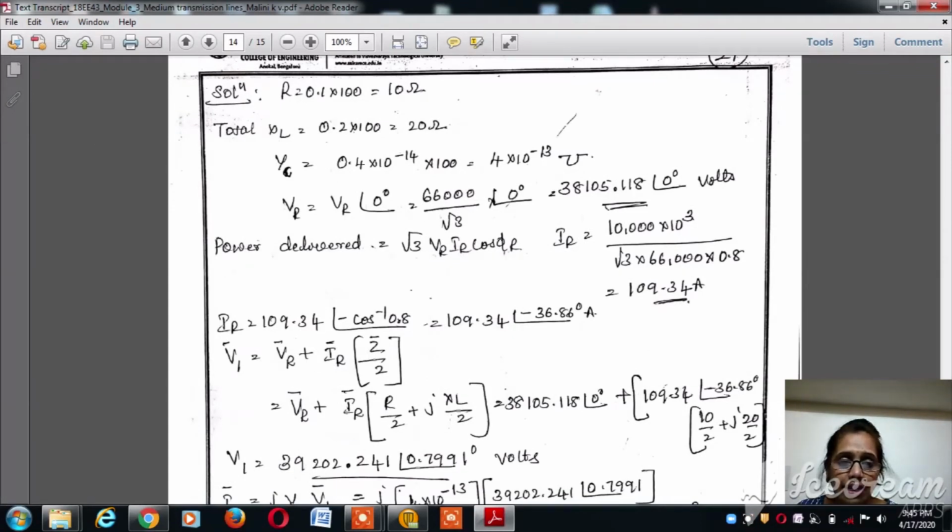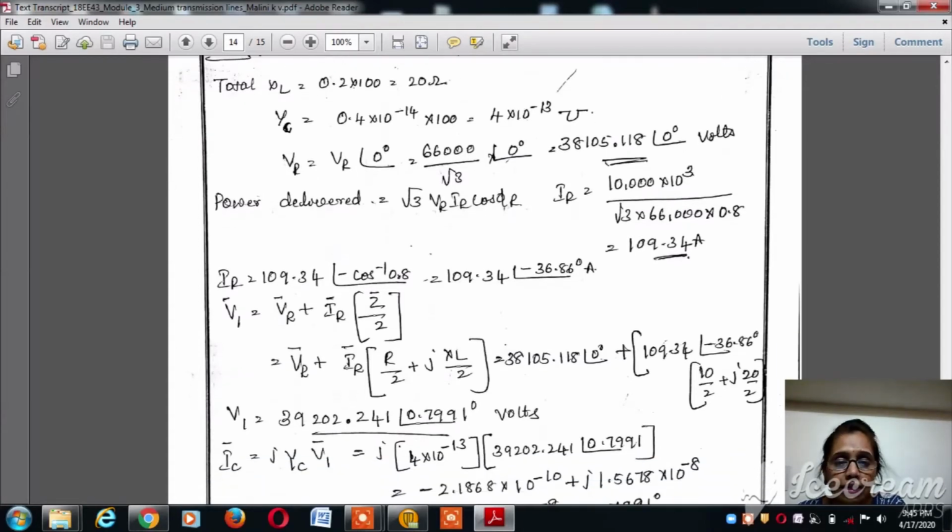So R is 0.1 for 100 kilometers, which is 10 ohms. XL for 100 kilometers is 0.2 into 100, 20 ohms, and YC is given as 0.4 into 10 to the power minus 4 into 100, that is 4 into 10 to the power minus 13 mho. VR at an angle of 0 degrees is 66,000 divided by root 3, the line value that we are going to find out, which is 38,105.118 at an angle of 0 degrees volts.